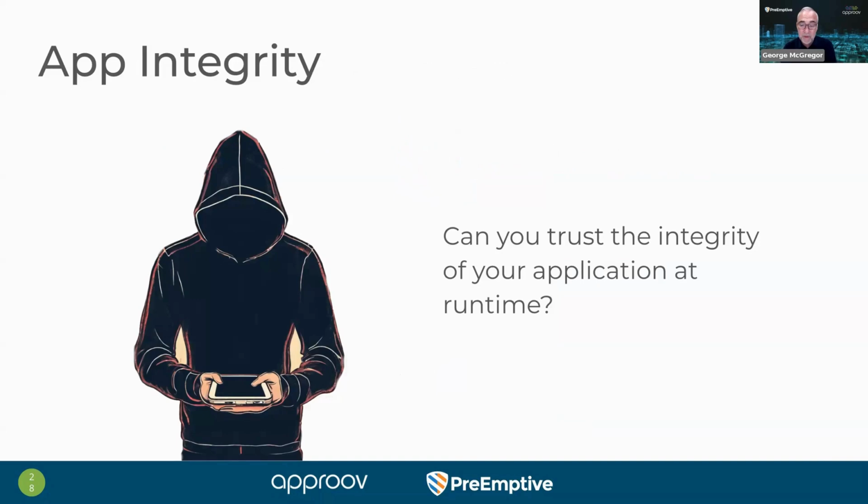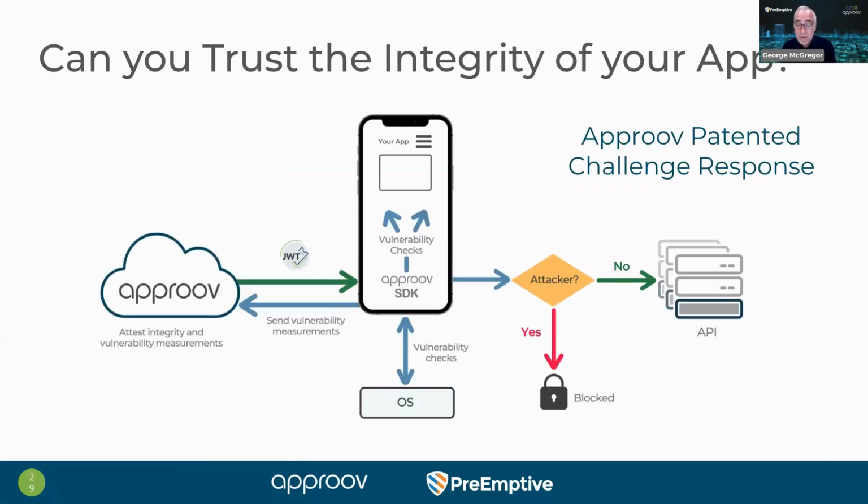So we've seen that runtime protection is important, and attackers don't just confine themselves to analyzing the code. So can you trust the integrity of your application at runtime is the key thing. And what Approov does is it basically ensures that only an untampered, genuine mobile app running in a completely uncompromised environment can actually access your backend. And that means that you get protection from any kind of at-scale attacks, and also protects you from unknown vulnerabilities in your APIs.